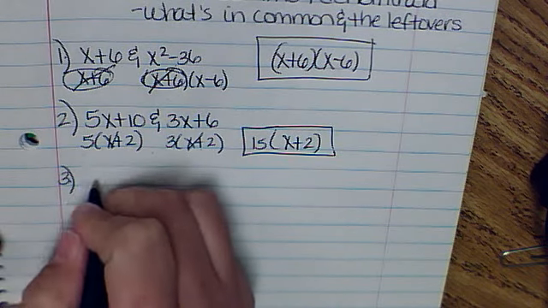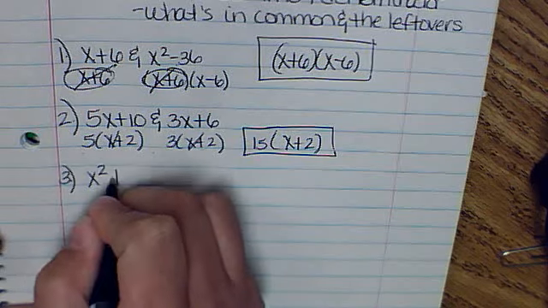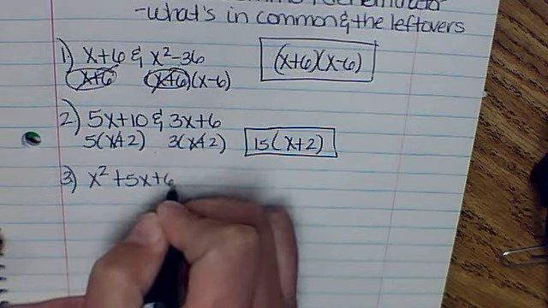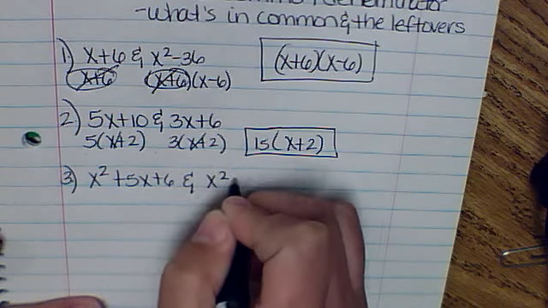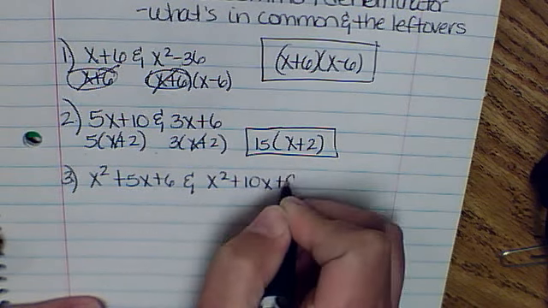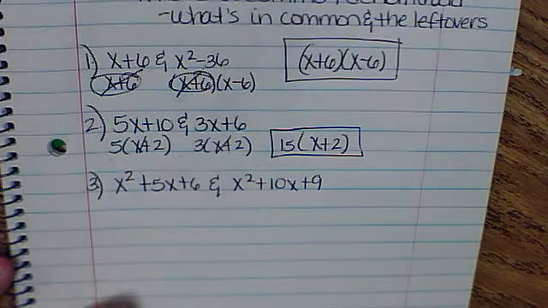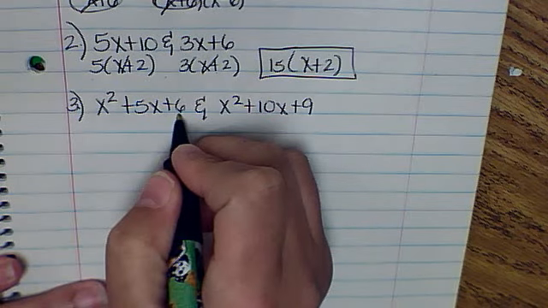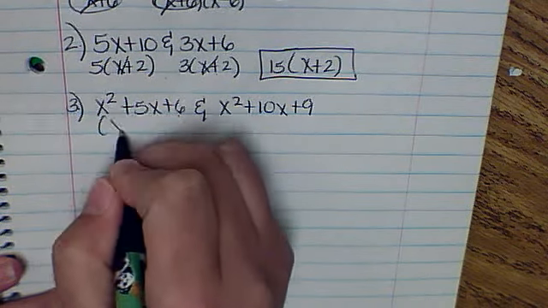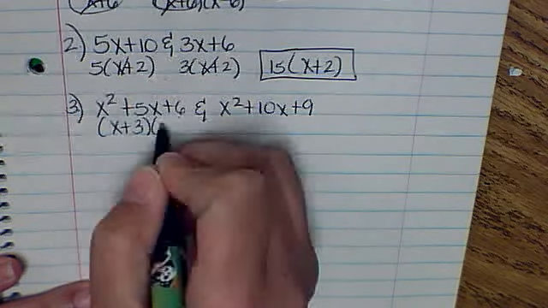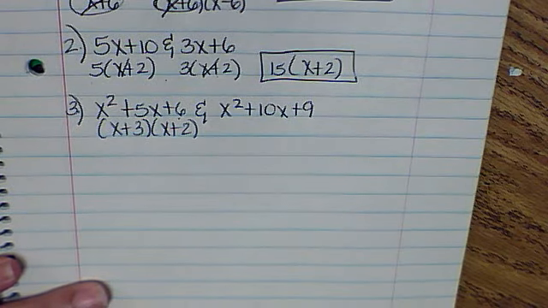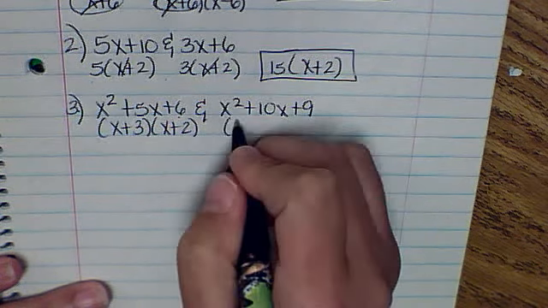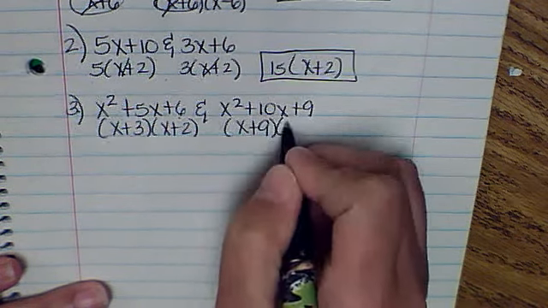Number 3, we're going to do one more of those and then we'll get into some actual problems. X squared plus 5x plus 6 and x squared plus 10x plus 9. So I factor these. To factor this, two numbers that multiply to 6 and add up to 5 are 3 and 2, x plus 3, x plus 2. X squared plus 10x plus 9, two numbers that multiply to 9 and add up to 10 are 9 and 1, so x plus 9, x plus 1.